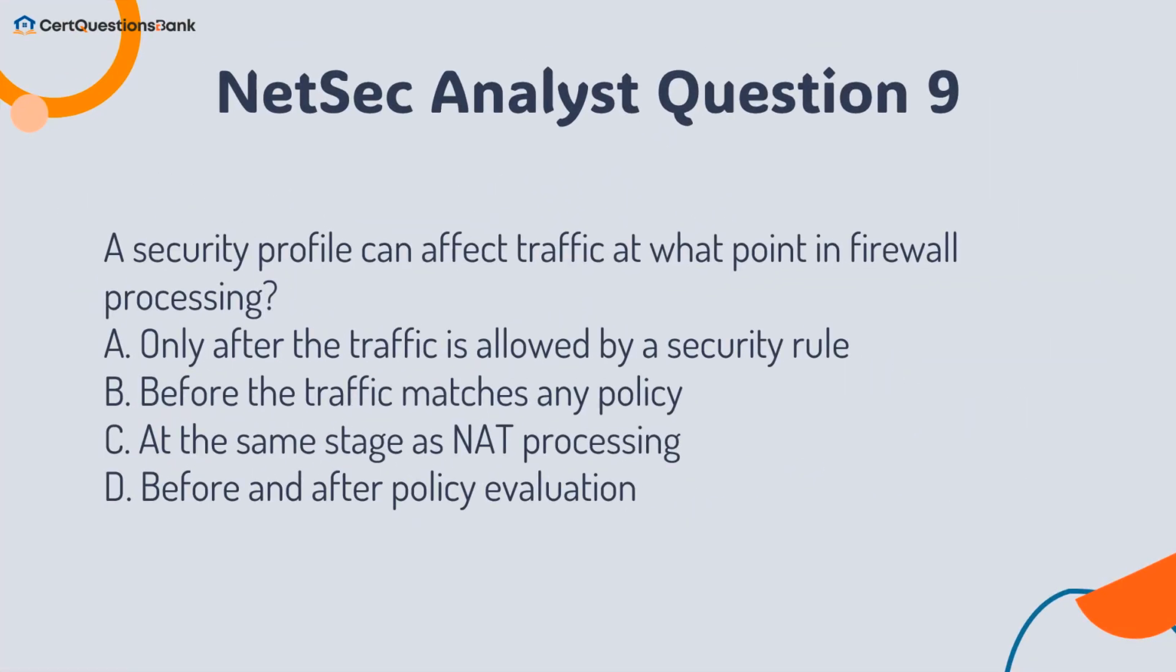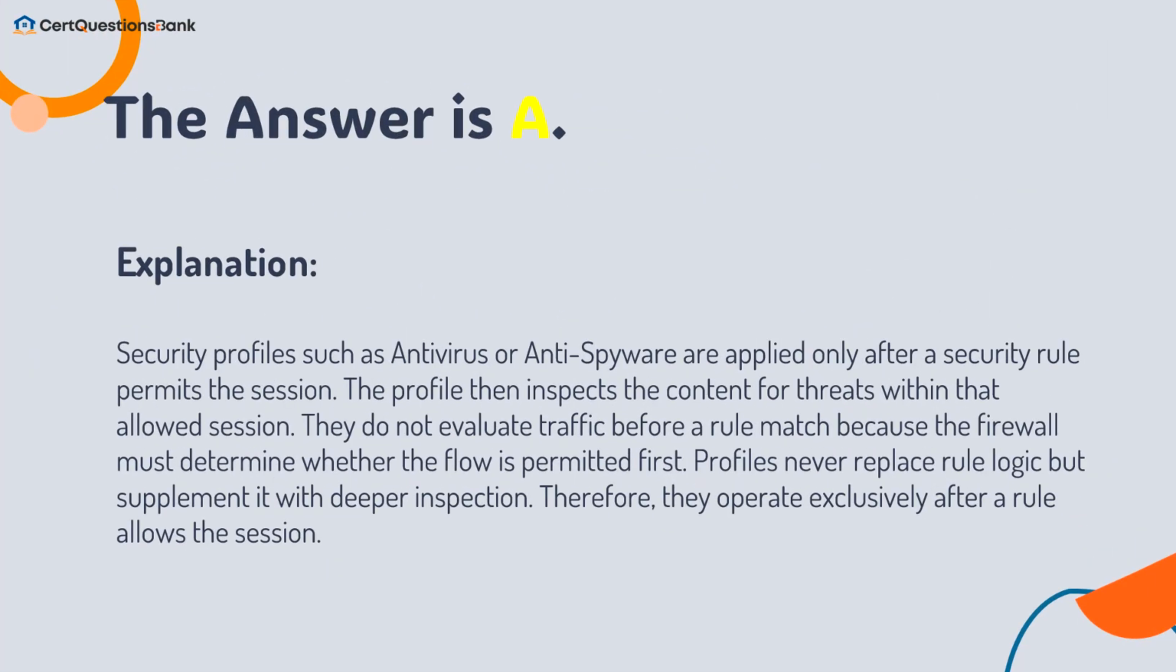A security profile can affect traffic at what point in firewall processing? A. Only after the traffic is allowed by a security rule. B. Before the traffic matches any policy. C. At the same stage as NAT processing. D. Before and after policy evaluation. The answer is A.